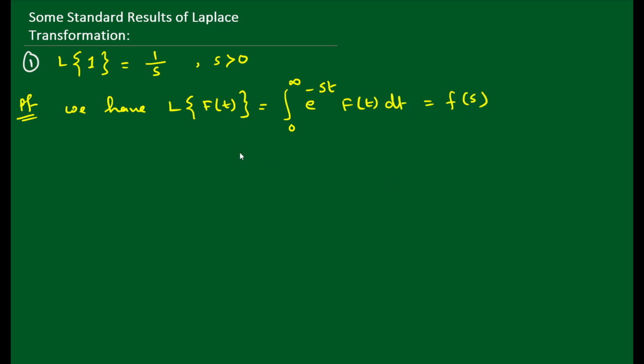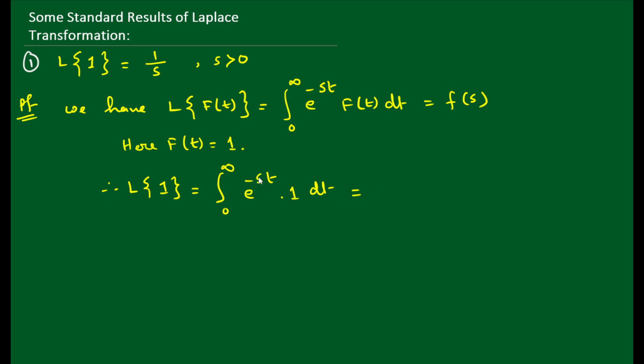And this we can write as capital F of s. Now here you see the Laplace transformation of 1. For this particular result, f of t is equal to 1, so let us put it here. The Laplace transformation of 1 is the integral from 0 to infinity of e to the power minus st, and in place of f of t we have to write 1, so 1 dt. Now we have to simply integrate this.